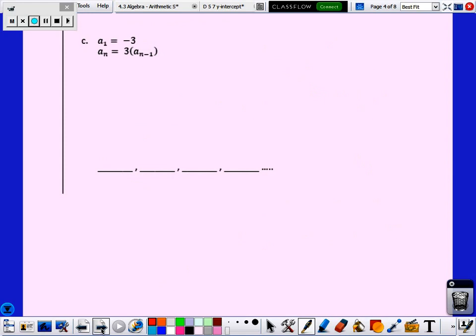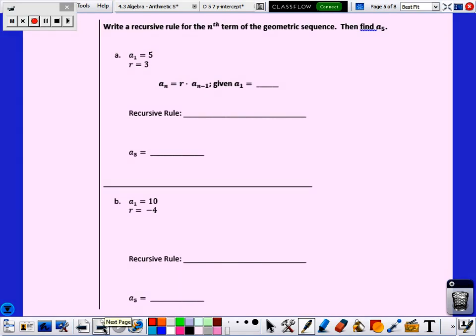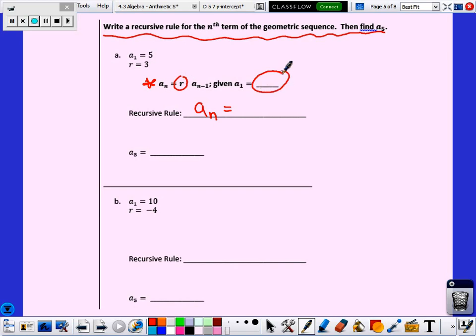So we're skipping example 1C, and we're going to do example 2A. This time we're being asked to write the recursive rule for the nth term of the geometric sequence and then find a sub 5. So this is the form that we're going to use. And a lot like the recursive rule of arithmetic sequences, a sub n is always the same. And what we're going to fill in is this r, the common ratio, and the first term. This is all we're filling in.